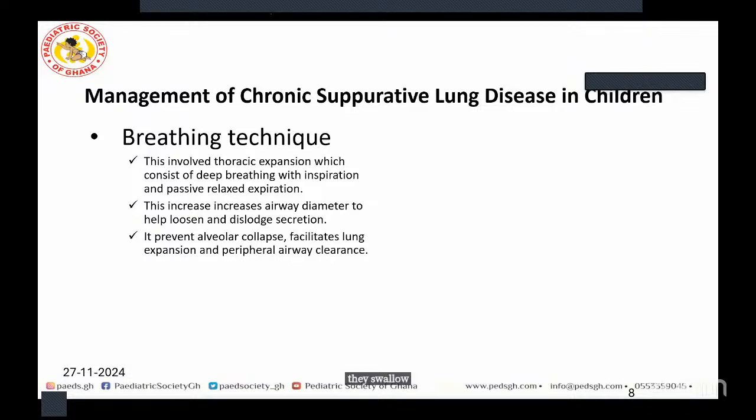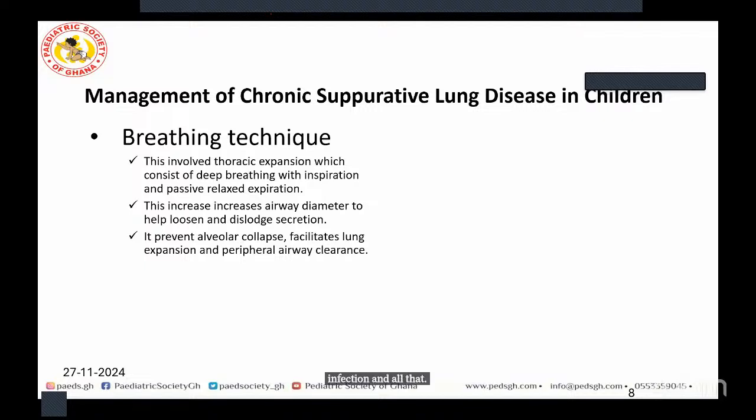So you do this depending on how severe their situation is. They can do it once a day or twice a day, or in some situations when they're having increased sputum production, then we can let them do it as much as 4 times a day. The goal is to help remove secretions from the airway, which, if it gets stuck, can cause blockage of the airways, and it can also lead to infection and all that.